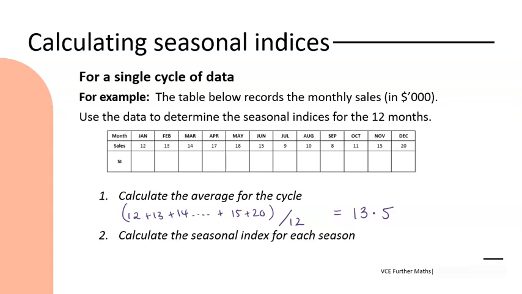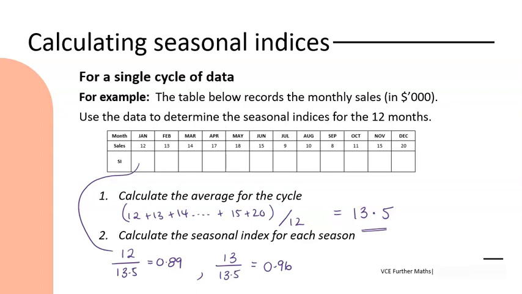Now to calculate each of the seasonal indices, for each month, what I'm going to do is take the actual sales value for the month and divide it by my yearly average, or my cycle average, that I've found there. So, for example, in January, that means I'm going to do 12 divided by 13.5, which gives me a value of 0.89. In February, 13 divided by 13.5, which gives me a value of 0.96.